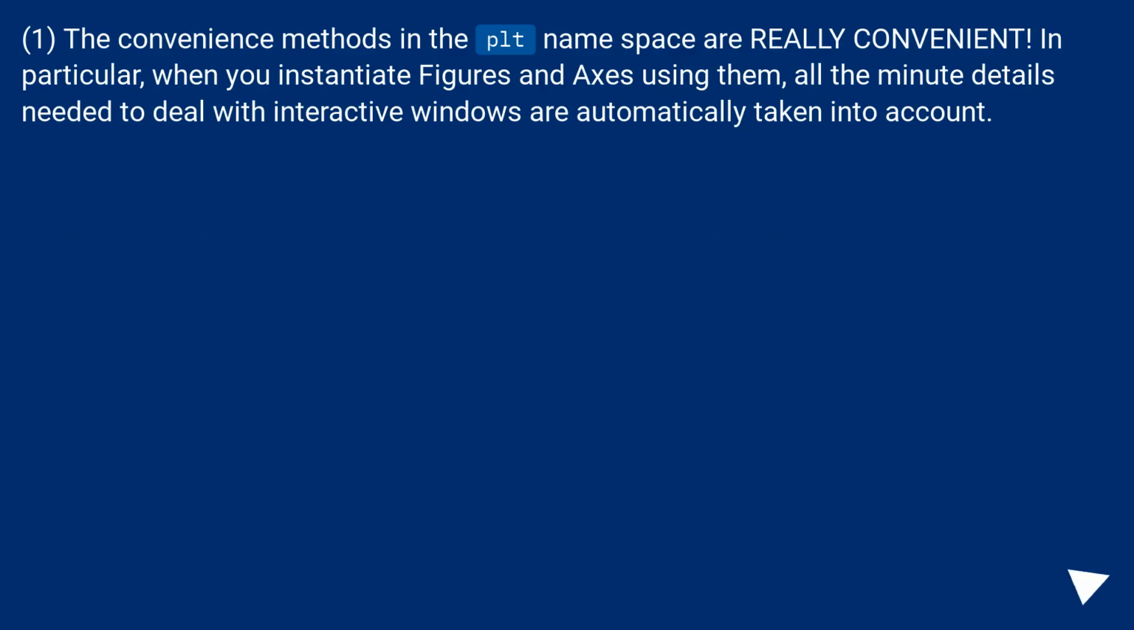One, the convenience methods in the PLT namespace are really convenient. In particular, when you instantiate figures and axes using them, all the minute details needed to deal with interactive windows are automatically taken into account.